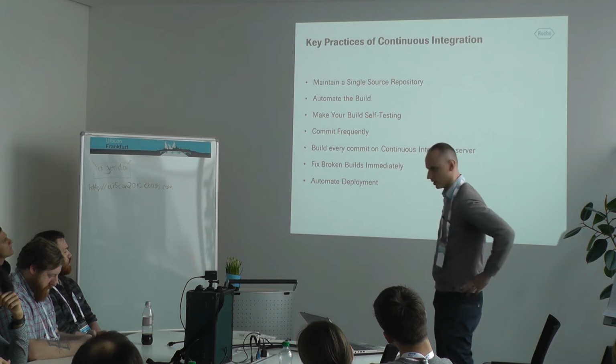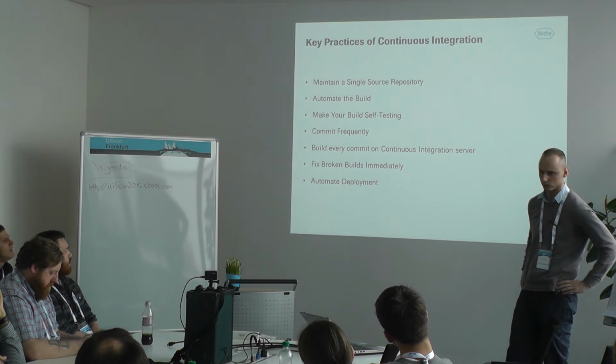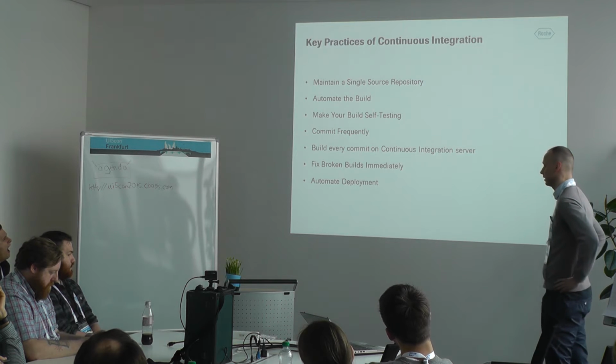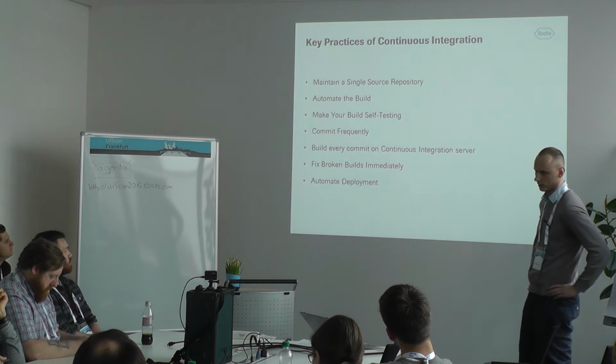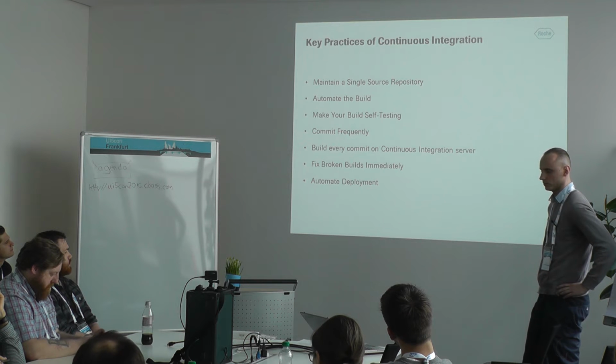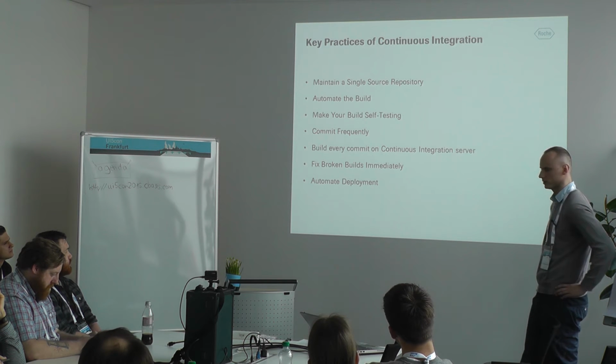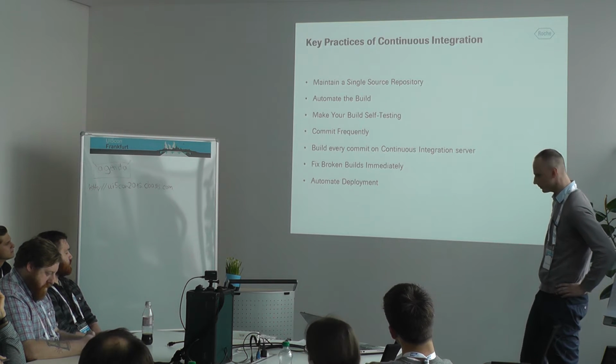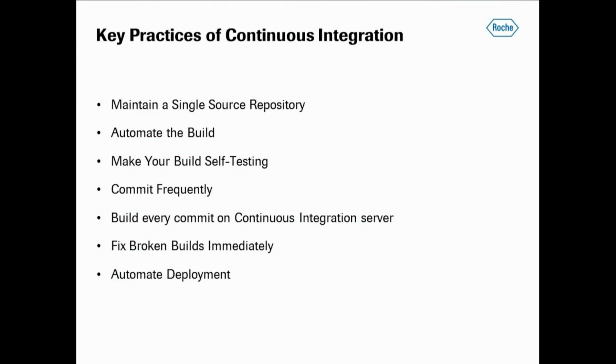There are a number of practices which come together with continuous integration, and I would like to mention some of them and then describe how we translate them into tools and processes around UI5 development. First of all, there is a single source code repository. There is automation of build, just to avoid manual steps and also human errors in the process. Making the build self-testing is about getting automated feedback about the quality of the software we deliver.